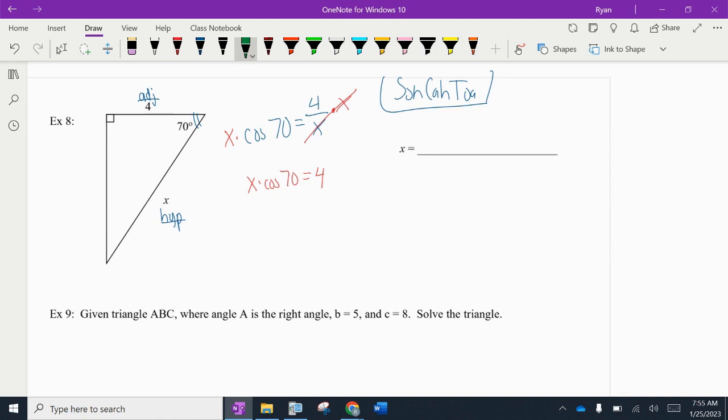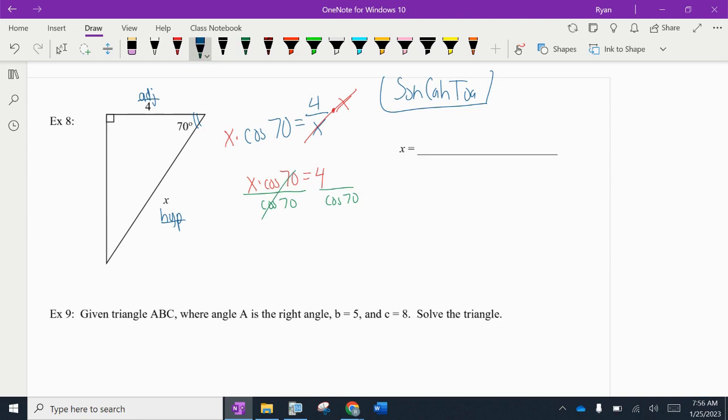Last thing algebraically, to get this x by itself, x is multiplied by the cosine of 70. So I'm not taking a cosine inverse to get rid of this thing. No, I am doing the opposite of multiplying, right? X is multiplied by the cosine of 70. So divide by the cosine of 70.